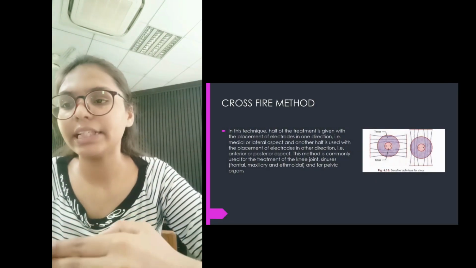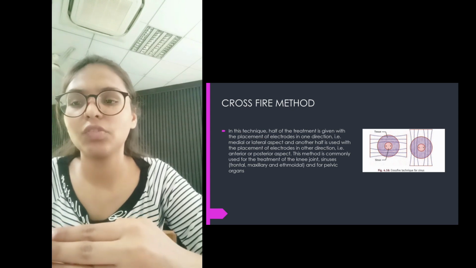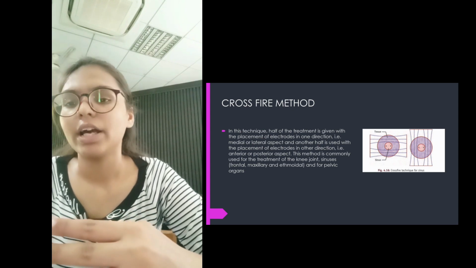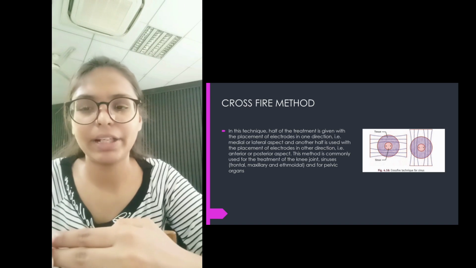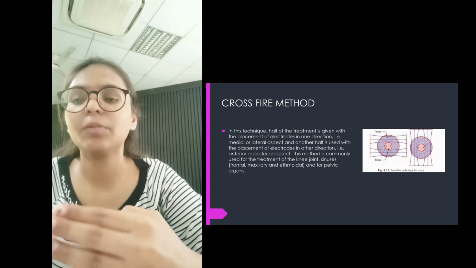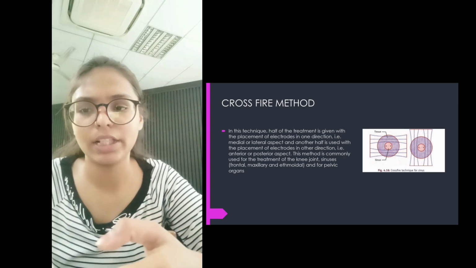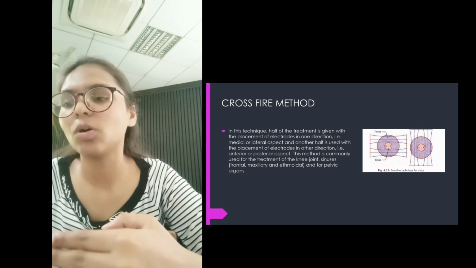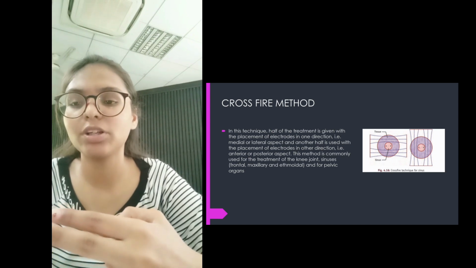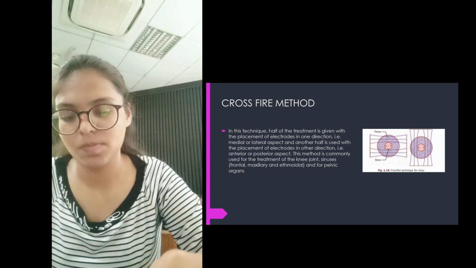Crossfire method. In this technique, half of the treatment is given with the placement of electrodes in one direction, for example medial and lateral aspect, and the other half is given with the placement of electrodes in the other direction, like anterior and posterior aspect. This method is commonly used for treatment of knee joints, sinuses and pelvic organs.